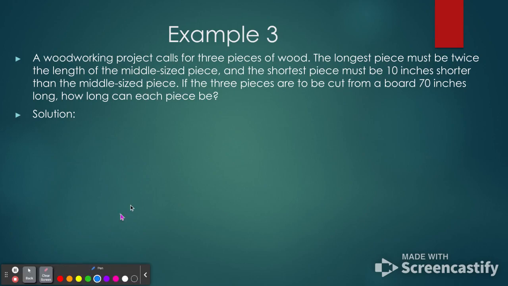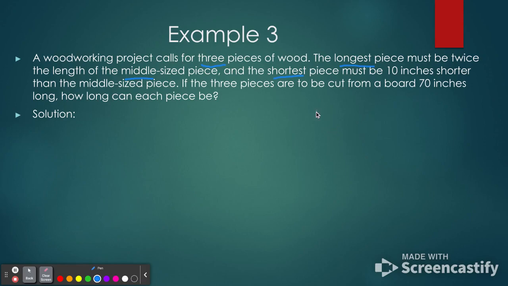All right, so read the question carefully, identify the variables. Woodworking project calls for 3 pieces of wood. So I see that right there. I'm thinking, okay, it's 3. The longest piece must be twice the length of the middle. So there's my second one. And the shortest piece must be 10 inches shorter than the middle piece's size. If the 3 pieces are cut from a board 70 inches long, how long can each board be?